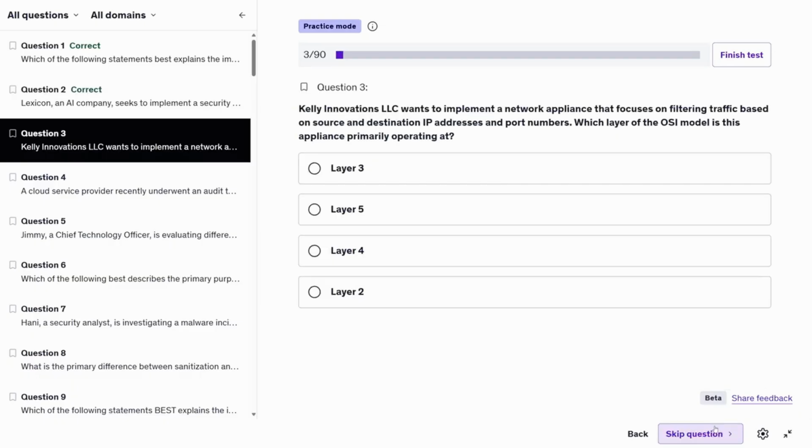Question 3. Kelly Innovations LLC wants to implement a network appliance that focuses on filtering traffic based on source and destination IP addresses and port numbers. Which layer of the OSI model is this appliance primarily operating at? The correct answer is C, layer 4.